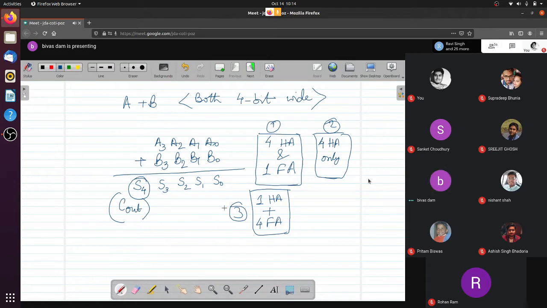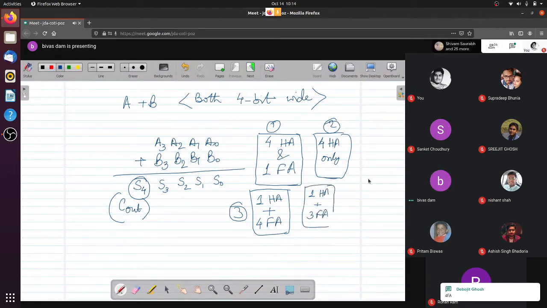Sir, it's 1 half adder and 3 full adders, not 4, I think. 1 half adder plus 3 full adders. Option number 4. Somebody was saying, no, all of them full adders. All of them means what? How many? 4 full adders, sir. 4 full adders.